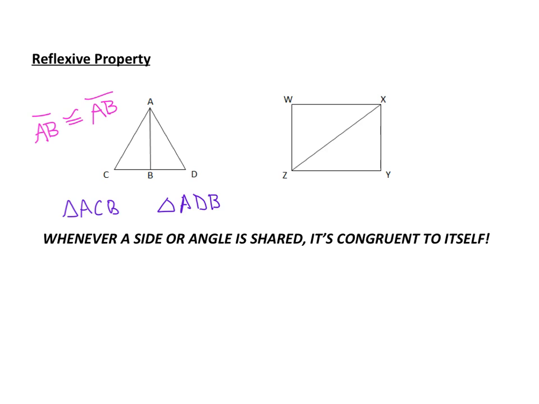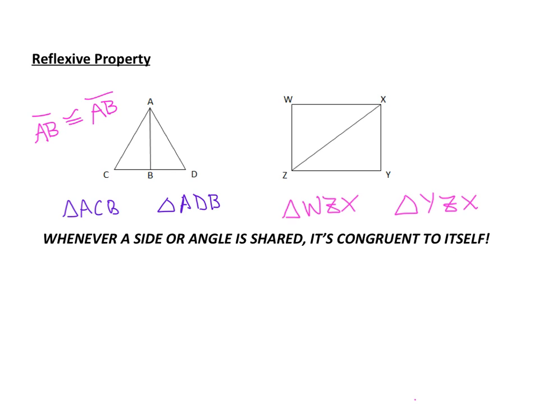The figure on the right looks like a rectangle, but you can see that we're cutting it across the diagonal here, giving us two triangles. So let's just identify the triangles. We have triangle WZX, and we also have triangle YZX.